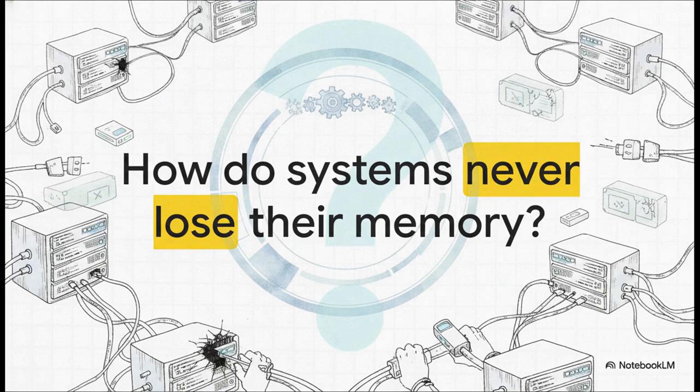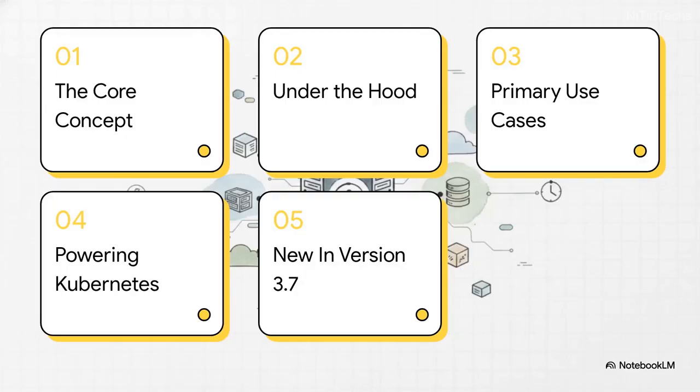So what actually happens when those parts go offline? Well, the answer lies in how these systems handle their most vital data, and that's exactly what we're going to unpack right now. Here's our roadmap for today. We're going to start with the core concept, look at the architecture under the hood, explore primary etcd use cases, see how it powers Kubernetes clusters, and finish up with what's new in version 3.7.